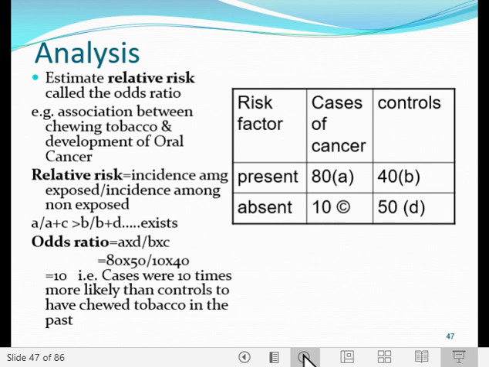While the odds ratio is calculated by A multiplied by D divided by B multiplied by C, that is 80 multiplied by 50 divided by 10 multiplied by 40, that is equal to 10, that is, cases were 10 times more likely than controls to have chewed tobacco in the past.